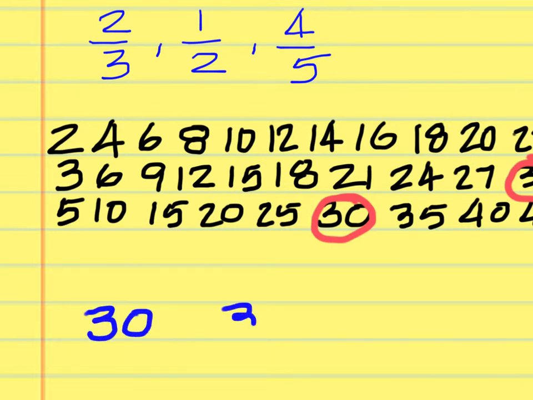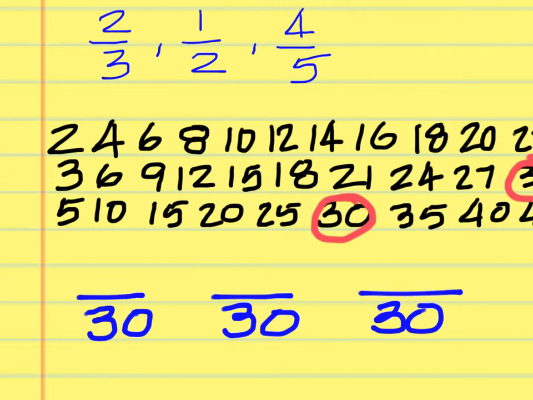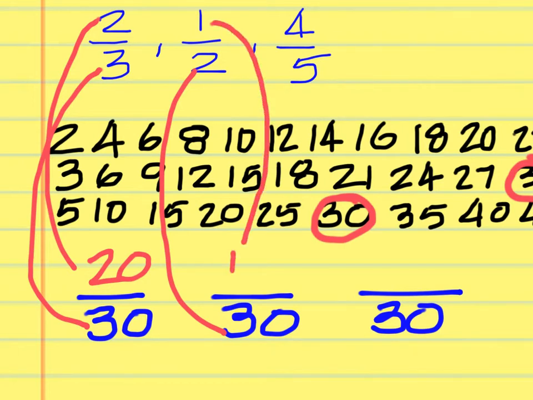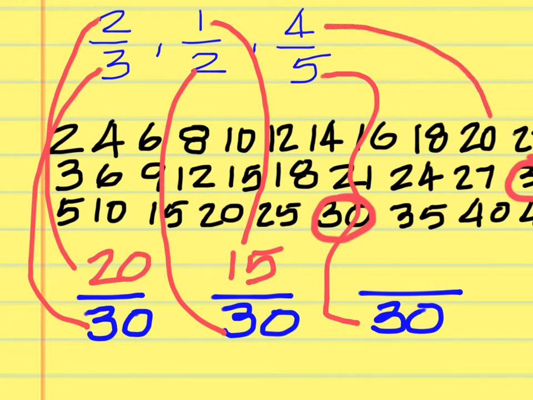So we'll go here, here, and here. Okay, what am I multiplying 3 by to get 30? 10. So 2 times 10 is 20. What do I multiply 2 by to get 30? 15. So what's 1 times 15? 15. 5 times what is 30? 6. And 6 times 4 is what?